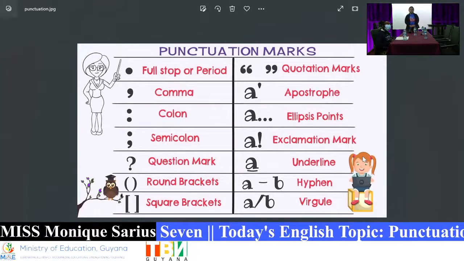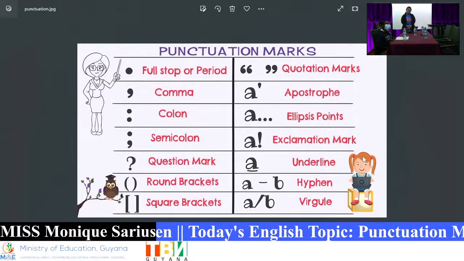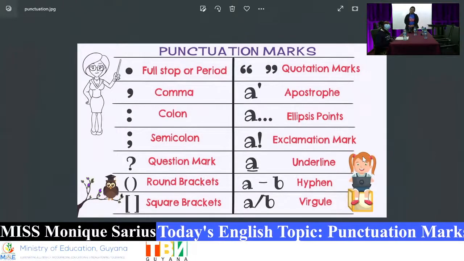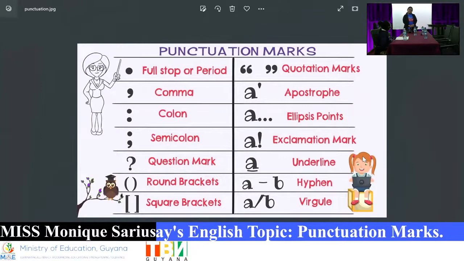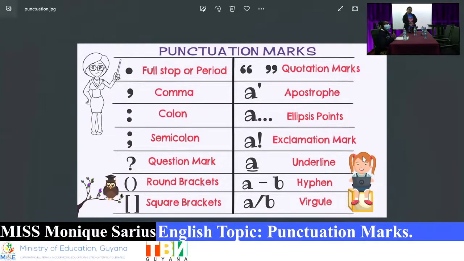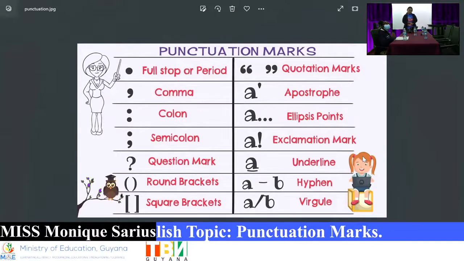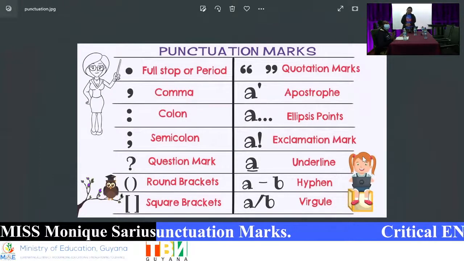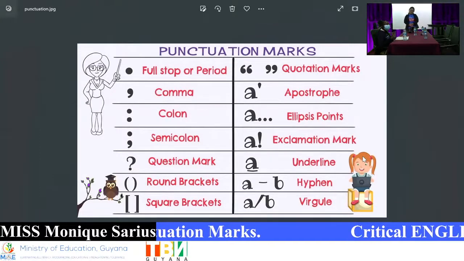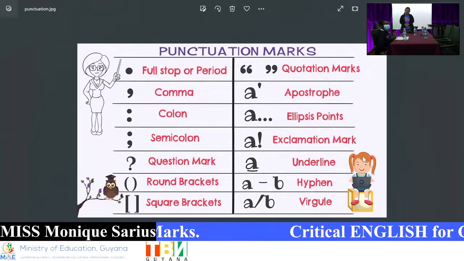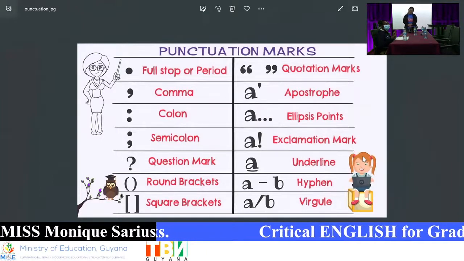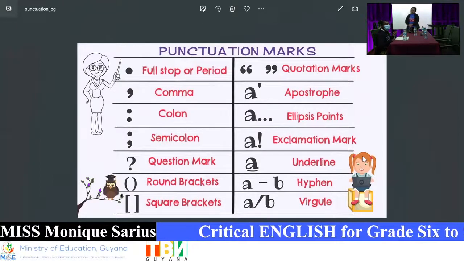Good. So you should be seeing the punctuation marks, and we have full stop or period. Do you know that one? Yeah. So put a finger up because you know that one. We have comma. Put a finger up if you know this one. Put a finger up if you know colon. Put a finger up if you know semicolon. Question mark. Round brackets. Square brackets. Quotation marks. Apostrophe. Ellipsis. Exclamation mark, underline, hyphen, and virgule. Yeah.